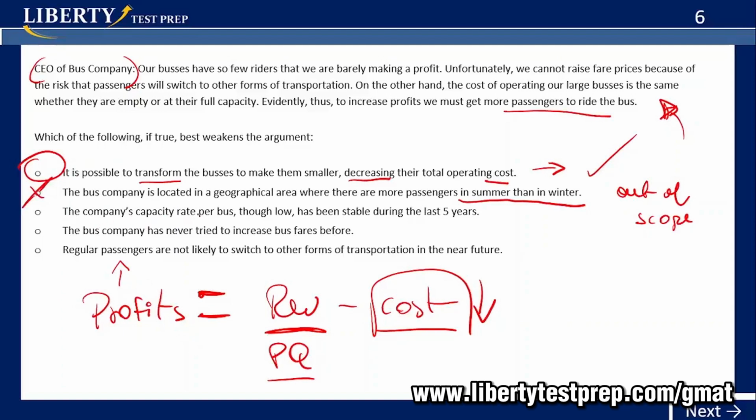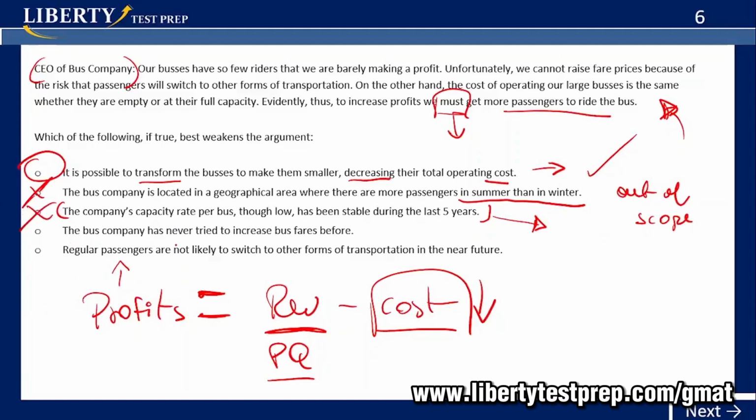The company's capacity rate per bus, though low, has been stable during the last 5 years. Okay, that doesn't weaken the conclusion, right? Because we want to evaluate whether really we must get more passengers in order to increase our profits. This says nothing about the profits nor about the plan to increase the profits. So that's out. Letter D.